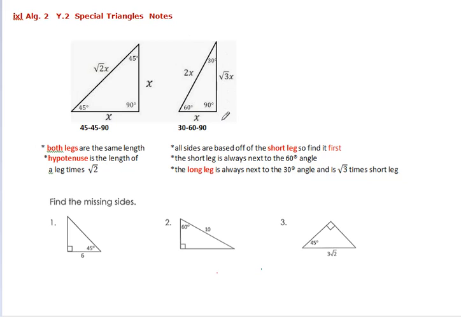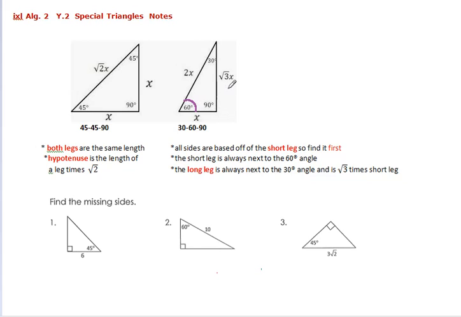Okay, so the next special triangle that we have is called the 30, 60, 90 triangle. And it's a little bit trickier to remember. Everything that I like to think of is based off of this short leg. The short leg is found right next to the larger angle. So you've got the 30 and the 60. The short leg is between the 60 and the 90 degree angle.